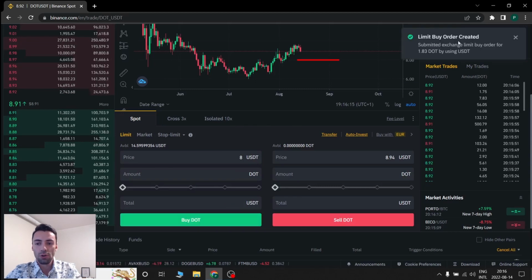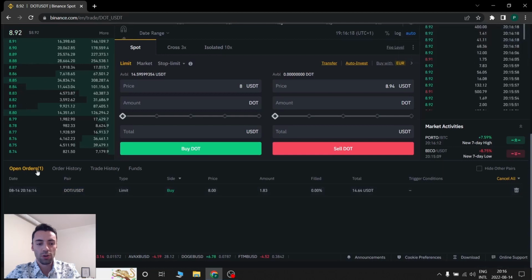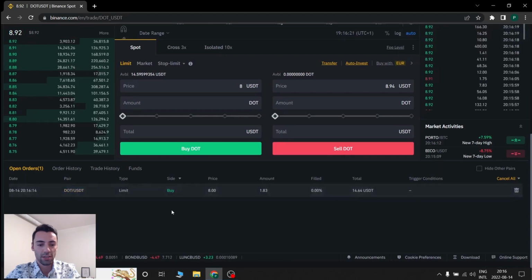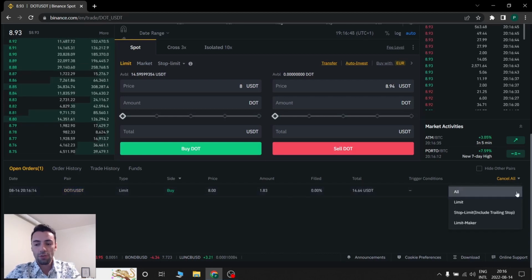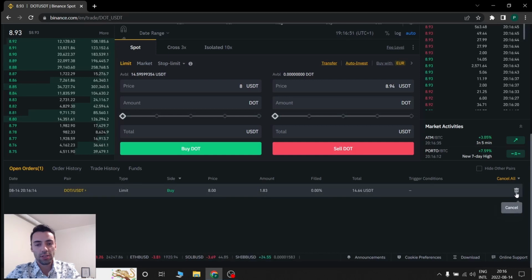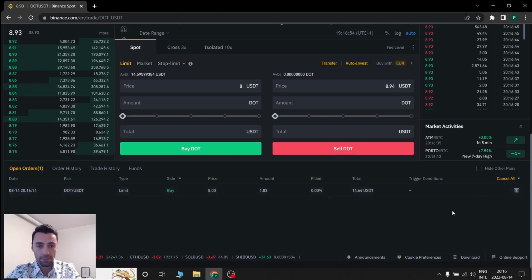So here, the limit buy order is created. If you go down here in the open orders bar, we created this position: the date, the pair is DOT per USDT, the type is limit, it's buy and green, the price is $8, the amount is 1.83 Polkadot, and it's not filled yet because the price is still at 8.93. It's not $8 yet, and the total will be 14.63. If you want to cancel it, you can press this trash icon here to cancel.